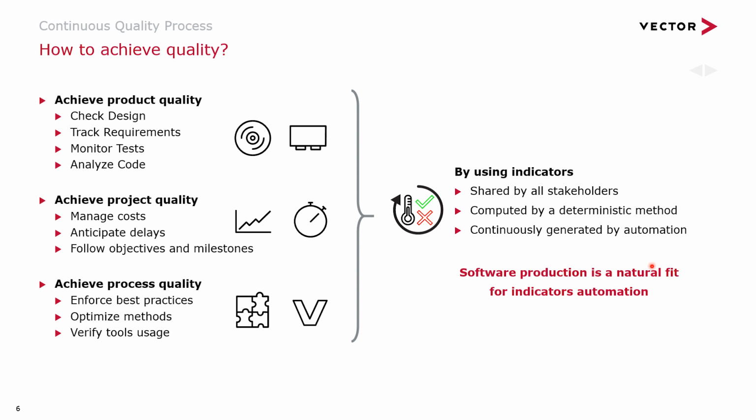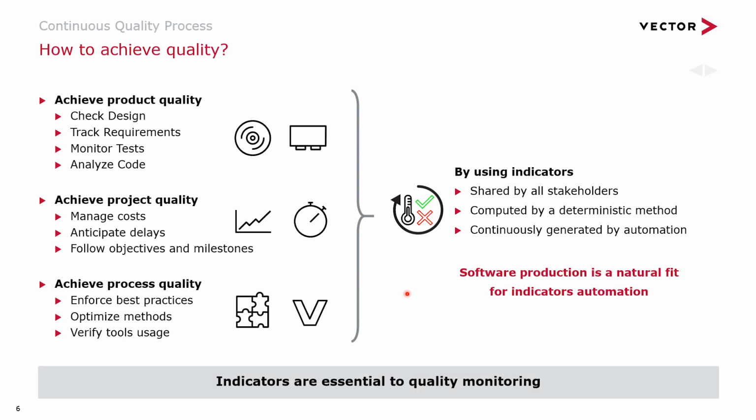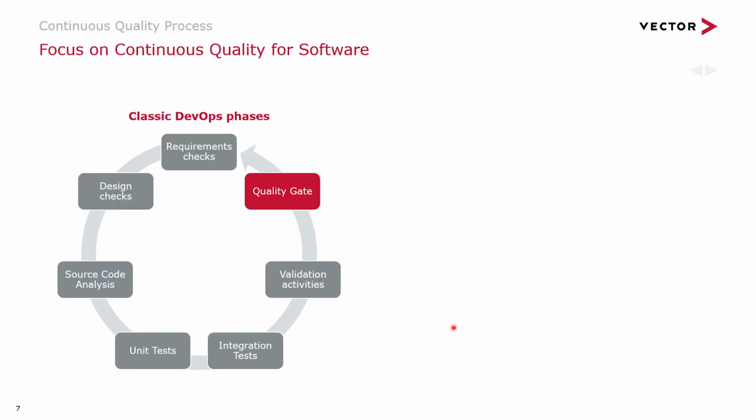And software production is really a good fit for this kind of approach, because there are many tools producing data, and indicators can be generated using this approach. And then indicators is really the cornerstone of what we're going to do. They're going to be used in the quality monitoring we're going to describe now.